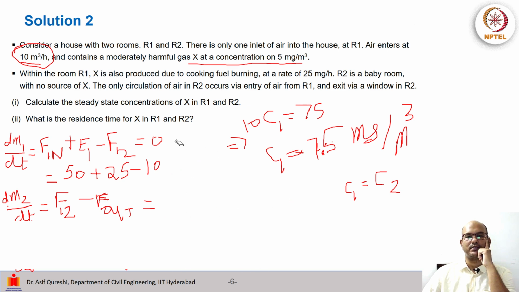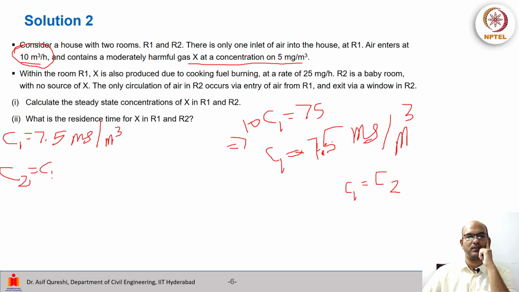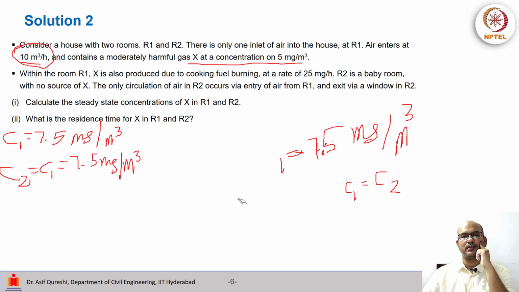So I'm going to write both these down. C1 equal to 7.5 milligram per meter cube, and C2 is also equal to C1, equal to 7.5 milligrams per meter cube. So those are the steady state concentrations. Now what is the residence time of X in R1 and R2?